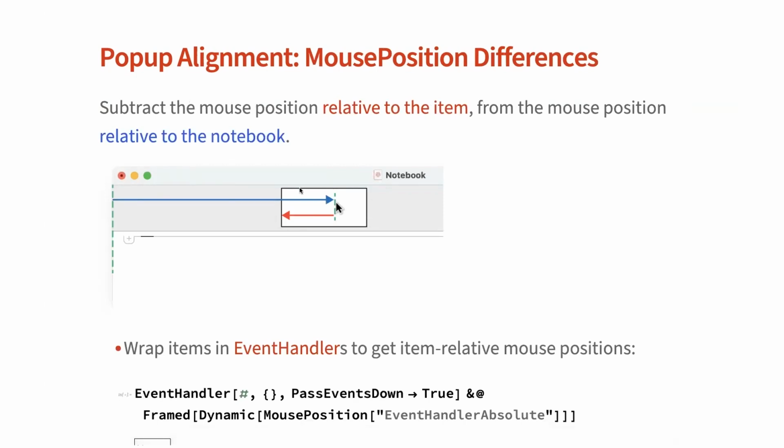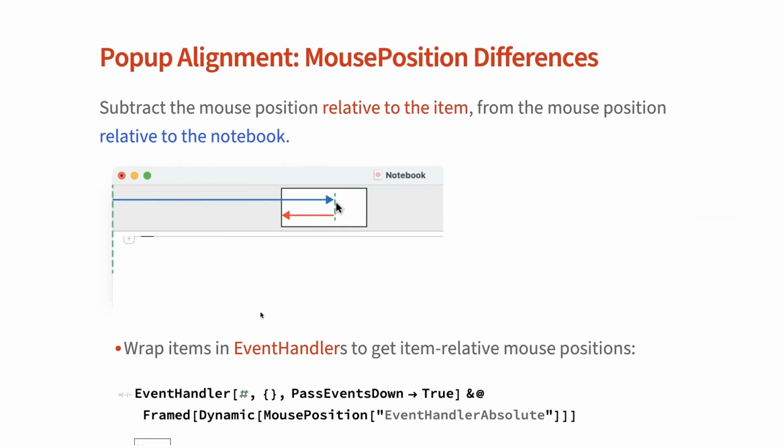Okay, so let's say this is a control here in the docked cell. If we know the mouse position when the mouse is clicked relative to the notebook, which is this blue line, and if we know the mouse position relative to the item, which is this red line, then of course if we subtract the red line from the blue line, we get the left edge of this button. And so we've now got an offset that we can use to place that pop-up.